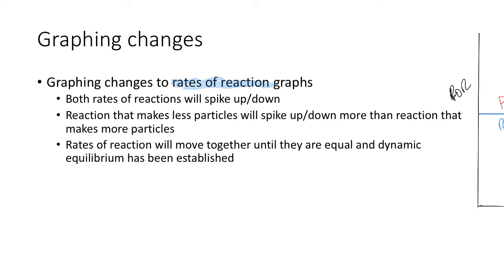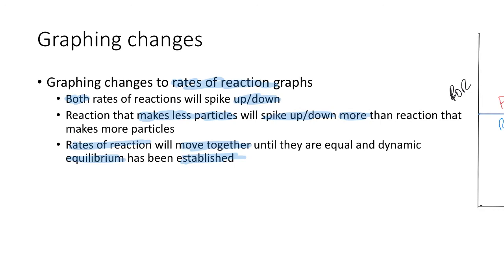Remember that when you have a change in volume, both rates of reaction will go up or down, depending on whether you've got a volume increase or volume decrease. However, then you need to think about which reaction makes fewer particles, because it will spike up or down more than the other. So you have to go back and count how many particles there are on either side, and then say that one spiked more, and that one spiked less. Then the rates of reaction will move together until equilibrium has been re-established, just the same as all the others.